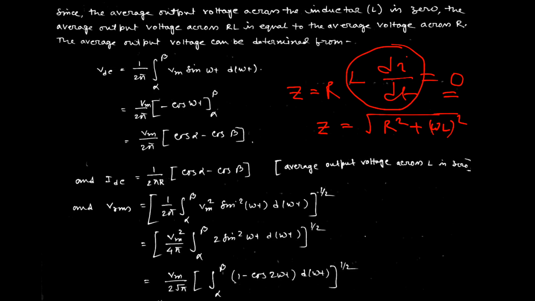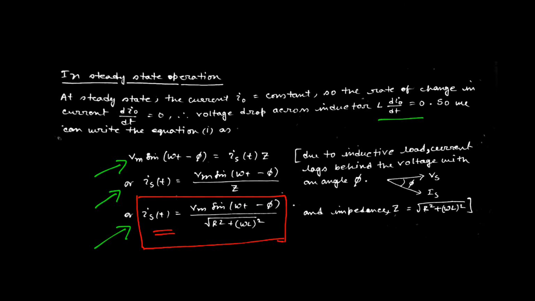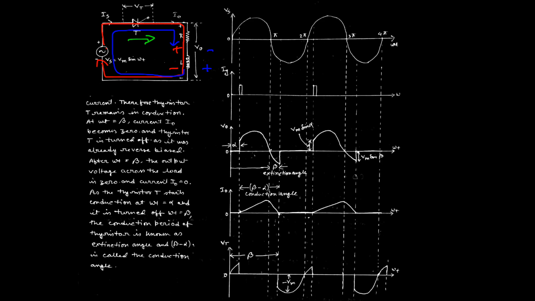So the average output voltage, VDC, is equal to the number of peaks in a complete cycle, times the integration over the confined region of the voltage expression d omega t, as I discussed in my previous class. So go to the waveform first. To calculate the average value, we take the number of peaks in a complete cycle. The complete cycle means 0 to 2 pi, that is 0 to 360 degrees.